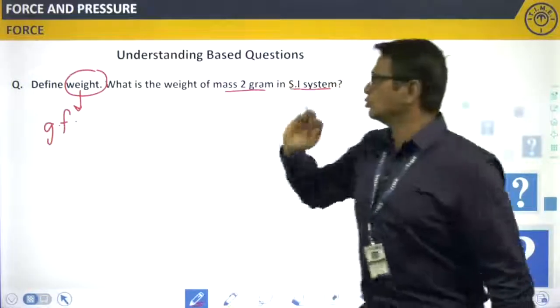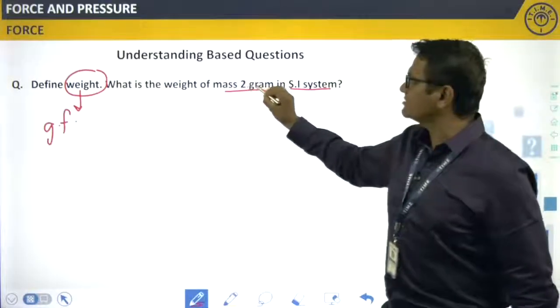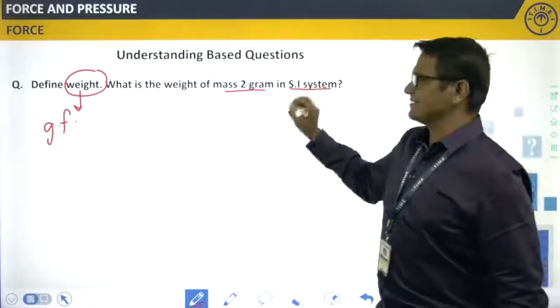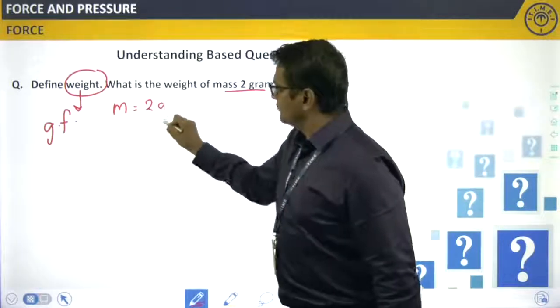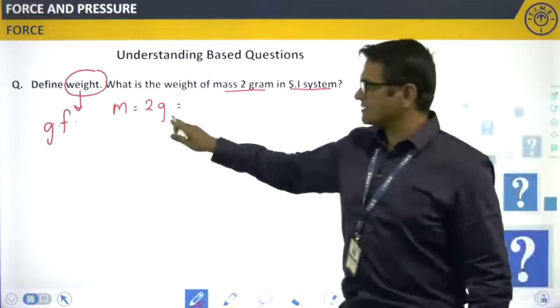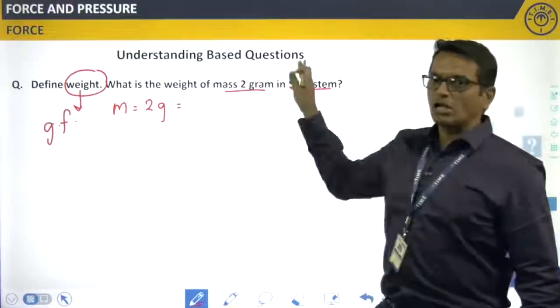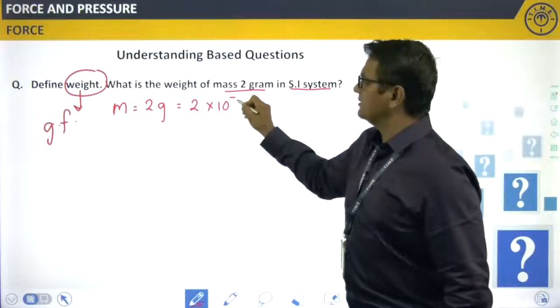Clear? Let's go to the second part. What is the weight of mass 2 grams in the SI system? Now, the mass is 2 grams. First of all, I'll have to convert this into the SI system. Mass, that is grams, into kilograms, that is 2 into 10 raised to minus 3.